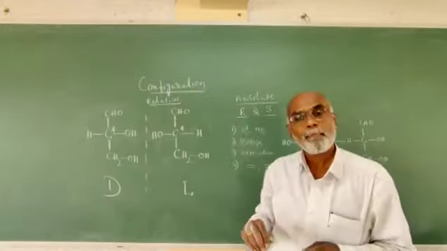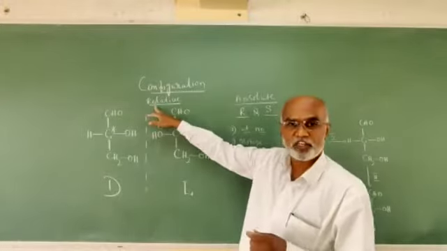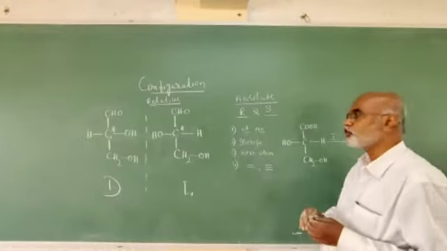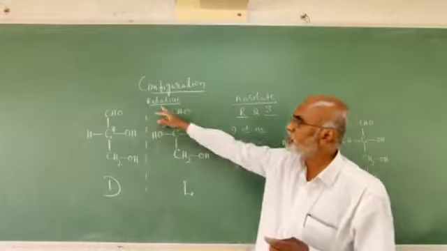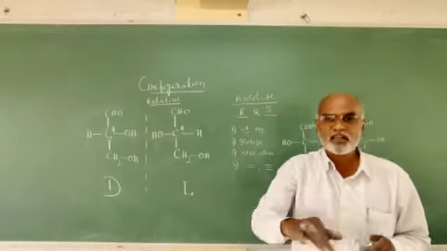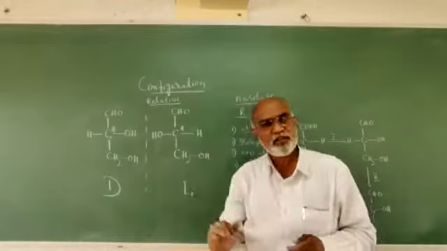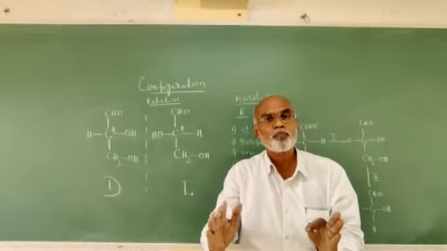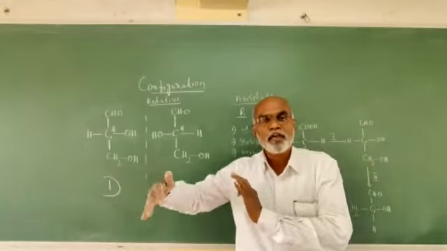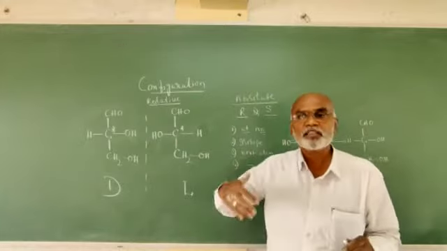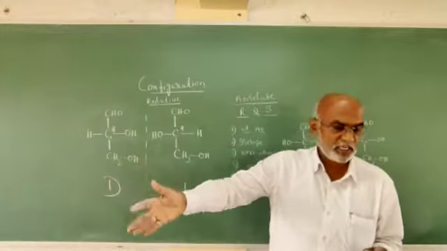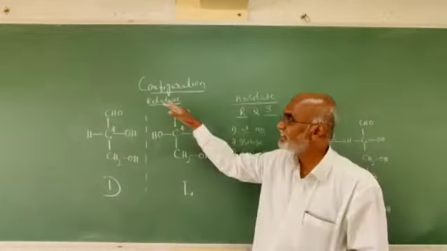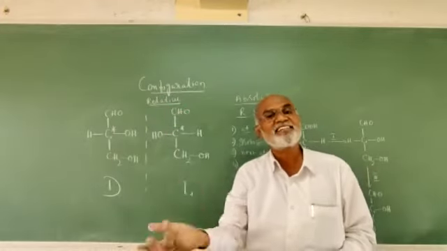In configuration, there are two types. One is relative configuration and the other one is absolute configuration. So let us look into these two configurations. Relative configuration. As the name itself indicates, in relative configuration, at the time of deciding the configuration of a molecule, the given molecule is related to another molecule. The molecule with which we are going to relate the given molecule, which is under examination, to decide its configuration, that relating molecule is known as the standard reference.